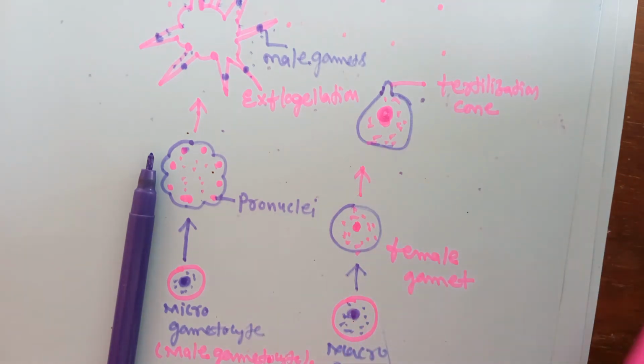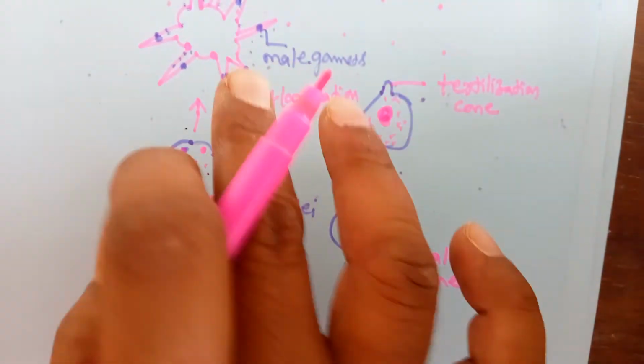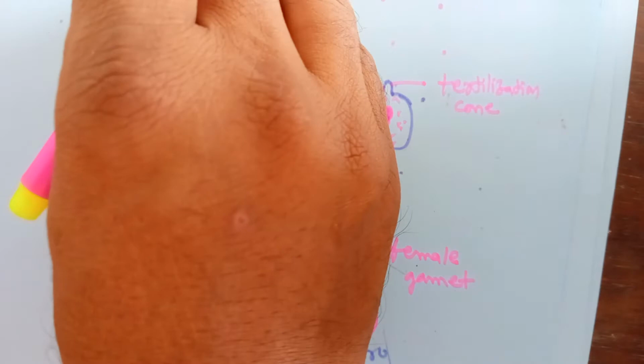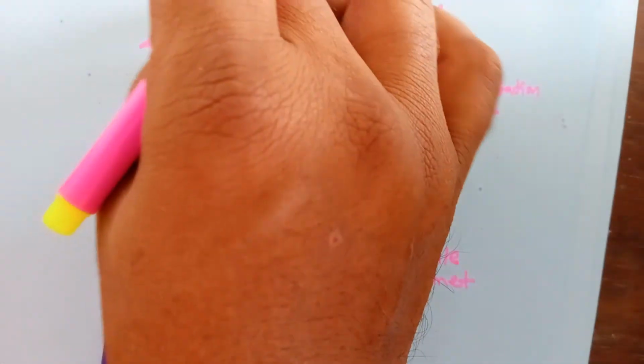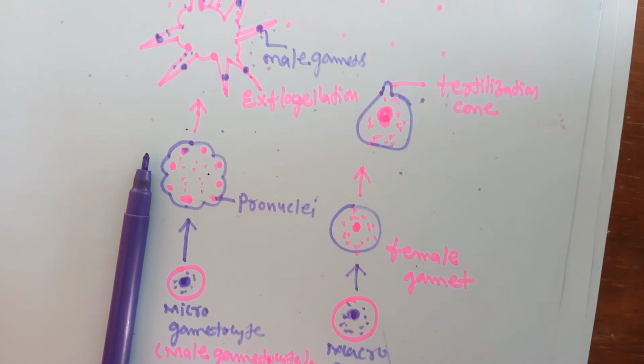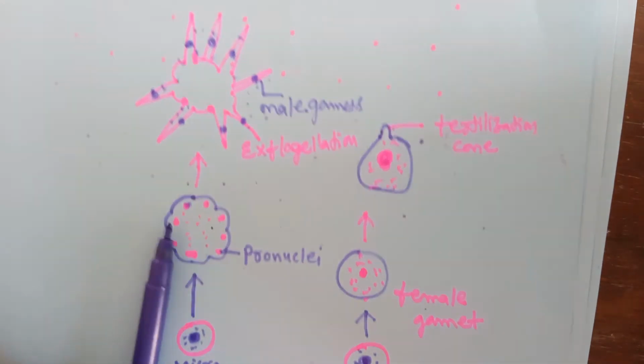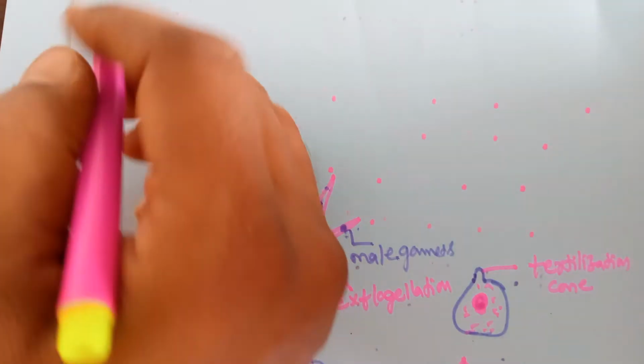So now, here is the formation of the male gamete and the female gamete. The male and female gametes are formed. That is called gametogony, the first step. The formation of male and female gametes is called gametogony.